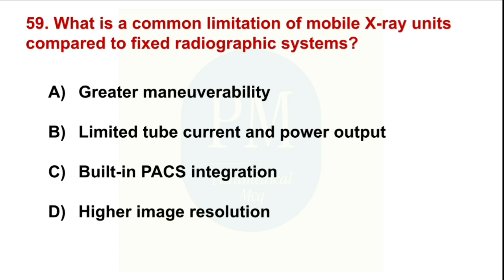What is a common limitation of mobile X-ray unit compared to fixed radiographic system? Option A, greater maneuverability. Option B, limited tube current and power output. Option C, built-in PACS integration. Option D, higher image resolution. The correct option is option B, limited tube current and power output.